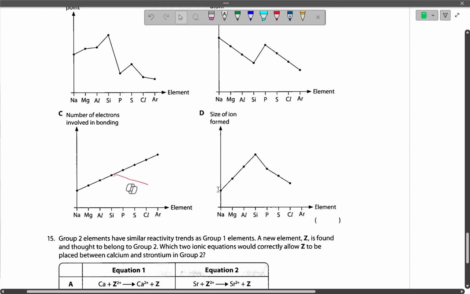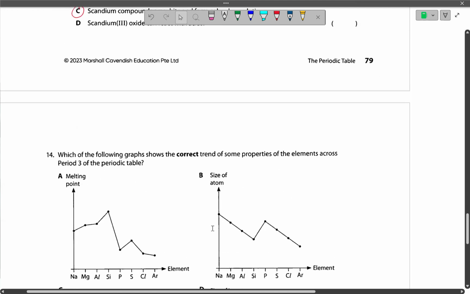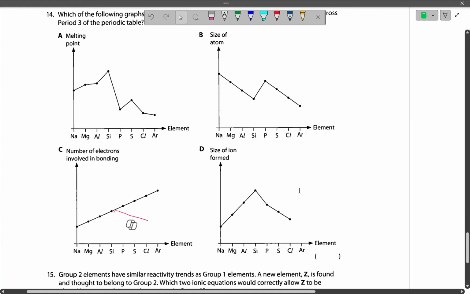Size of ion. Across the period the atomic size is the same, but when you lose electrons and the nuclear charge increases, the size of the ion should decrease from sodium to magnesium to aluminum. At least for the first 3, it should go downward. So it's not this one. I think it should be the other way around, it goes down and goes up.